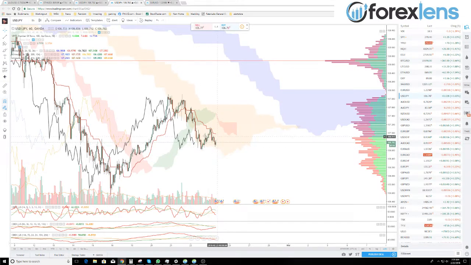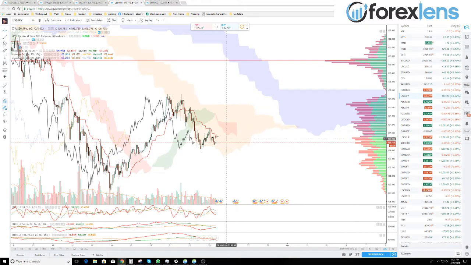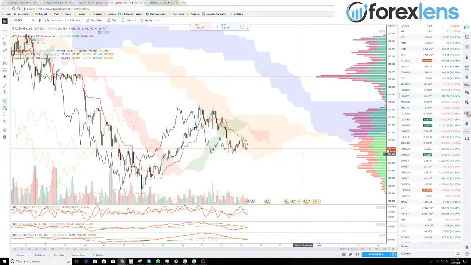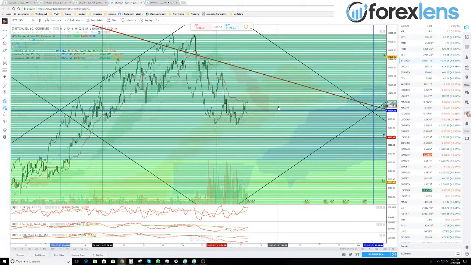I don't want to violate the Ichimoku rules, but to me this is looking like a good buy area coming up here. So I'm going to say long at 107.12. All right. Let's look at these cryptos. Bitcoin.